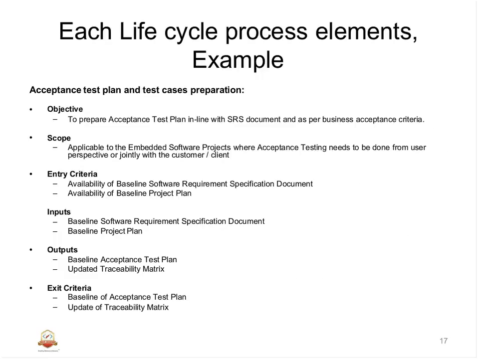Taking an example of acceptance test plan and test cases, we define these main elements. For objective, we say to prepare the acceptance test plan in line with the SRS and as per the business acceptance criteria. Scope is applicable for the embedded software project. We can define a project name where acceptance testing is done from the user perspective. The scope is only for the customer, along with the client. We will have it in the scope.